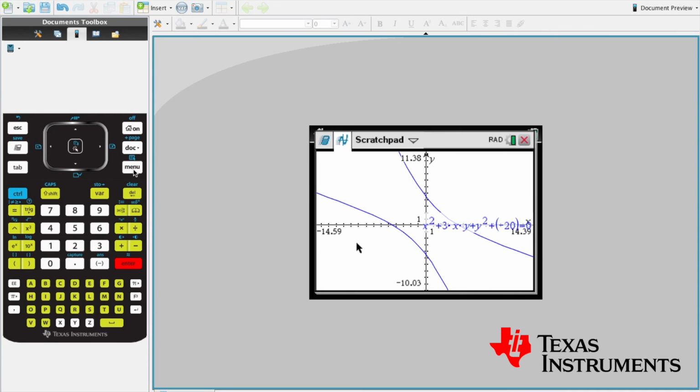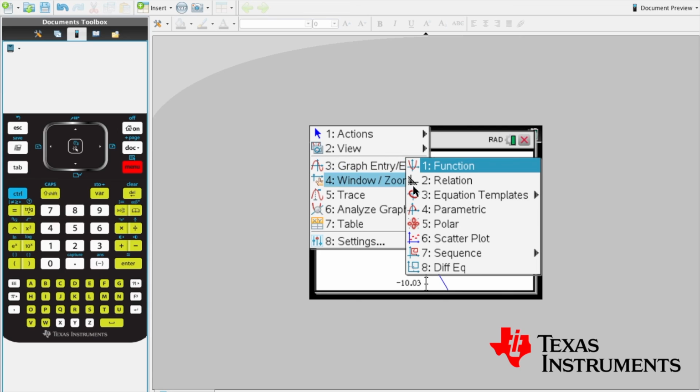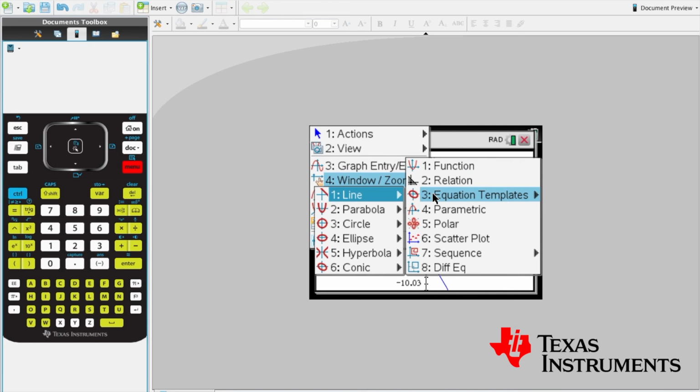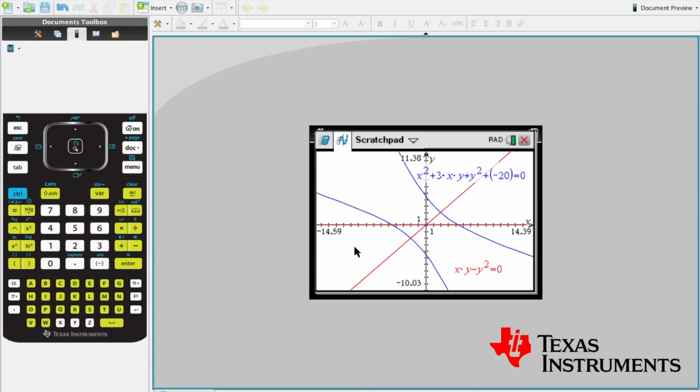So with the second equation, we're hitting menu. We're going to graph entry, then to equation templates, and then we'll go to conic general. Click enter on that. We have 0 x squared terms, we have 1 xy term, we have -1 y squared term, you have 0x terms, 0y terms, and 0 for our constants. So then we'll hit enter. So now let's find our points of intersection.